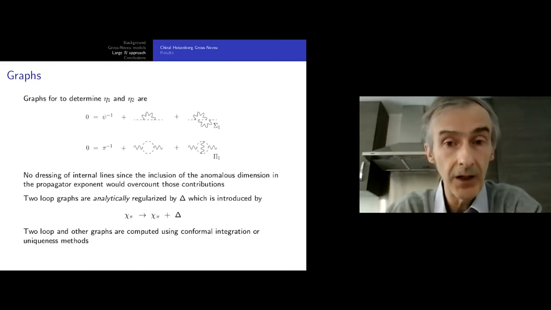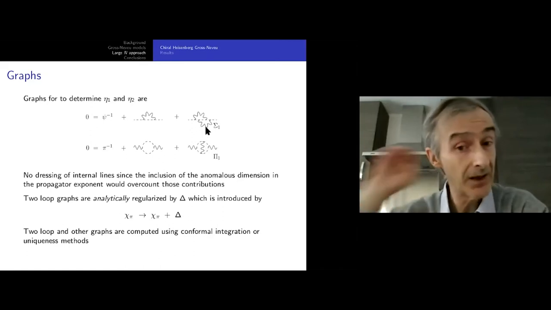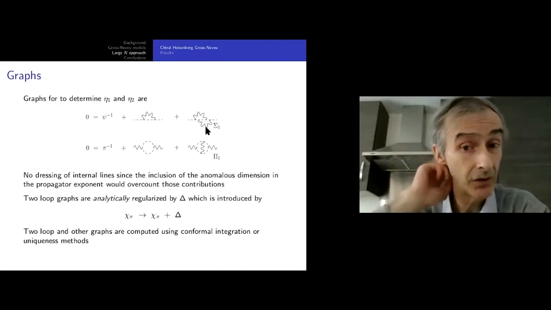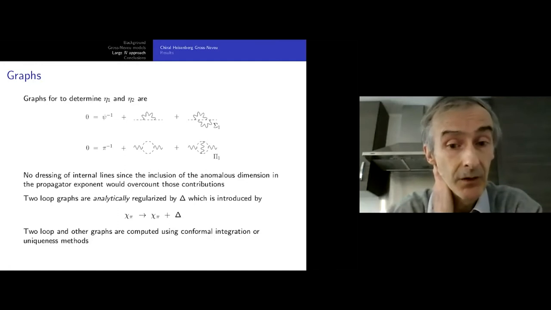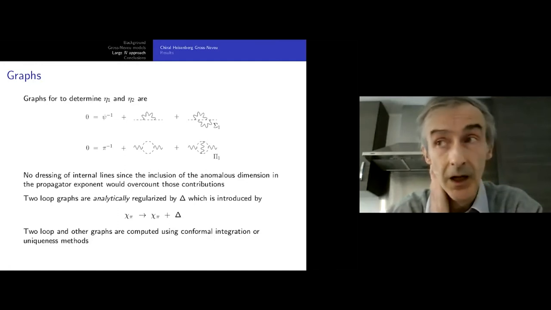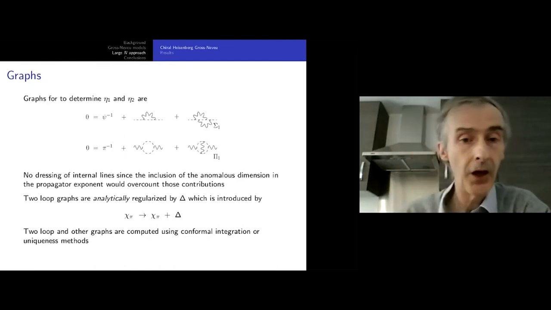What you haven't done is got rid of vertex corrections. So there's two diagrams, one over n squared, the vertex corrections, these two, which are actually divergent, as you would sort of half expect in quantum field theory, but you can analytically regularize with the delta. And if you do that, it's possible to calculate them and have simple poles in delta at this order and double poles in next order. Now, how do we calculate? We use what's known as conformal integration or uniqueness.